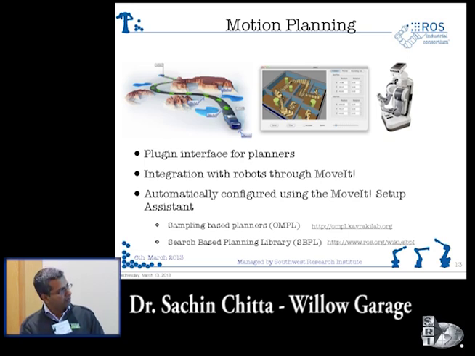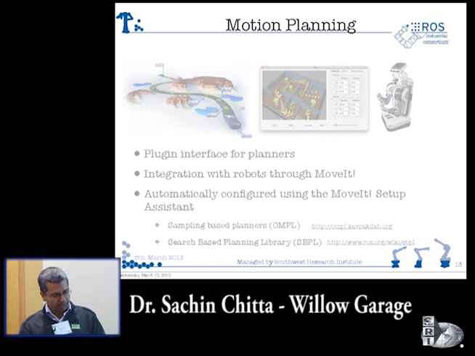So it's a set of randomized motion planners, and this is sort of the bread and butter of a lot of the motion planning that we do currently. We also have the search-based planning library, which is a more deterministic kind of library that can give you more optimal plans. And the cool part is that MoveIt fully integrates these libraries for you with your robot. And everything is automatically configured using the MoveIt Setup Assistant. So out of the box, you can start using these planners with your robot.